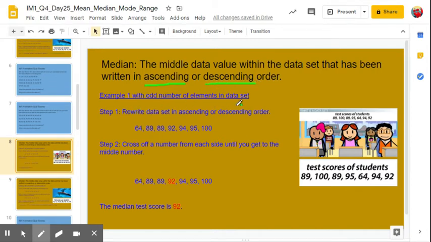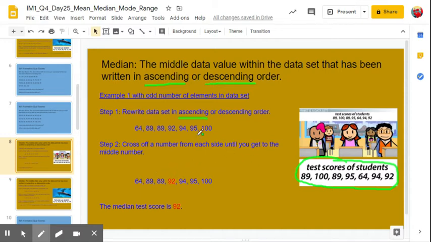So example 1, we have our test scores here. These were not written in any type of order. So our first step is to rewrite the data set in ascending or descending order. I'm going to use ascending. So we write it as 64, 89, 89, 92, 94, 95, and 100. Step 2 is we simply cross off a number from each side, from the highest number and the lowest number until we get to the middle.